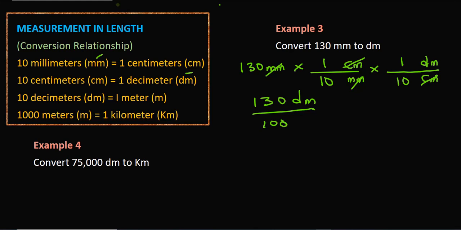So we can cancel out 0 with 0 here. Then 13 divided by 10 is 1.3. So 1.3 decimeters. And that's just it. We are done. Just follow the rule and you definitely get the answer.